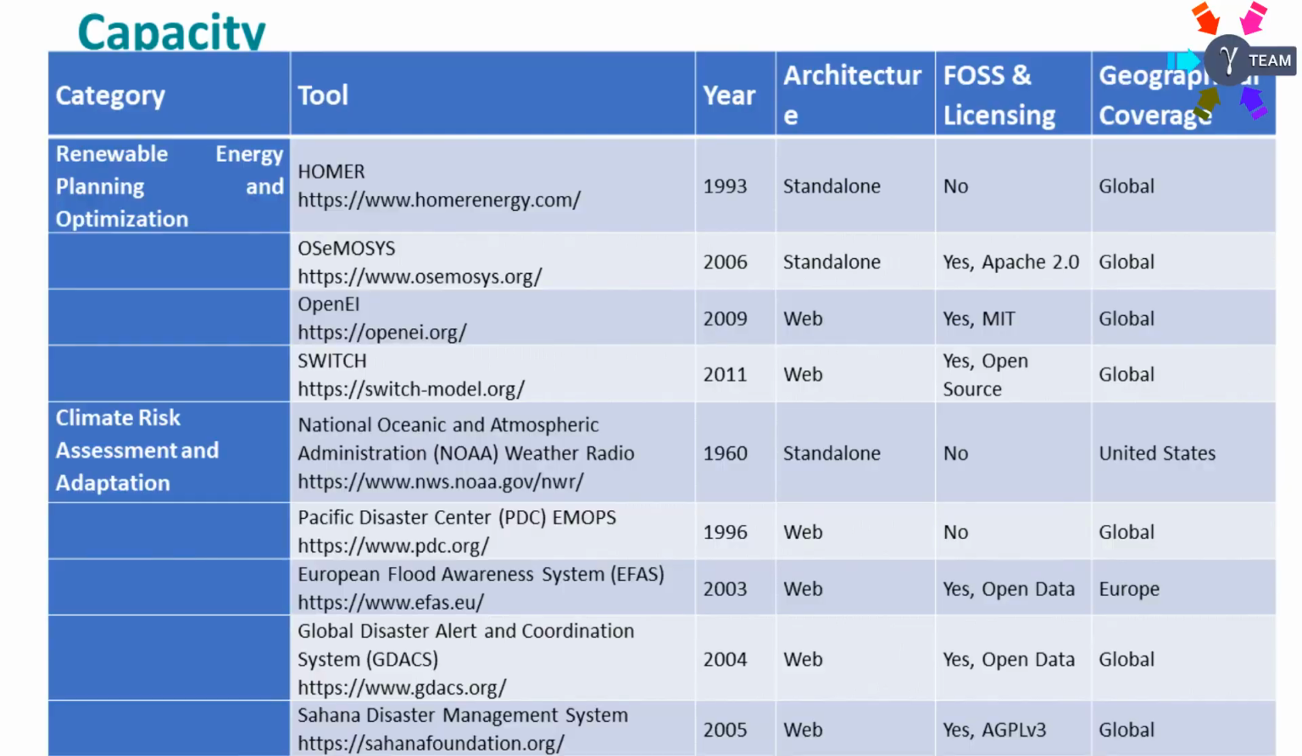It is including National Oceanic and Atmospheric Administration, Pacific Disaster Center, European Flood Awareness System, Global Disaster Alert and Coordination, Sahana disaster management system. Some of them are regional ones, some of them are global ones. You can visit by clicking the links.